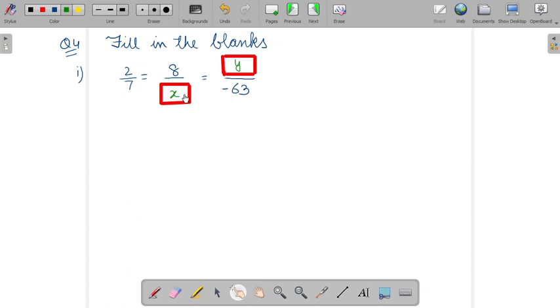Okay, so what will you do? These fill-ups you will write with any variable, as I have written x and y. आप इसमें y, z, p, q कुछ भी आप लिख सकते हैं. Okay. Now to find out these values of x and y, आप क्या करेंगे?